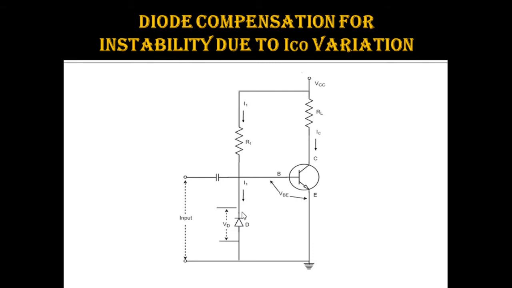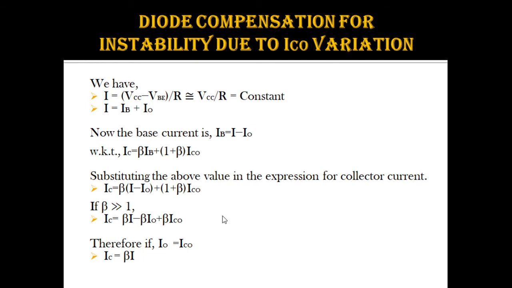The reverse saturation current I0 of the diode will increase with temperature at the same rate as the transistor collector saturation current ICO. Actually, you know what is ICO, right? ICO is the collector saturation current. So they say that the reverse saturation current I0 of the diode will increase with temperature at the same rate as the transistor collector saturation current ICO. The diode D is reverse biased, okay, by VBE, and the current through it is the reverse saturation current I0. So let us see the expressions for that.